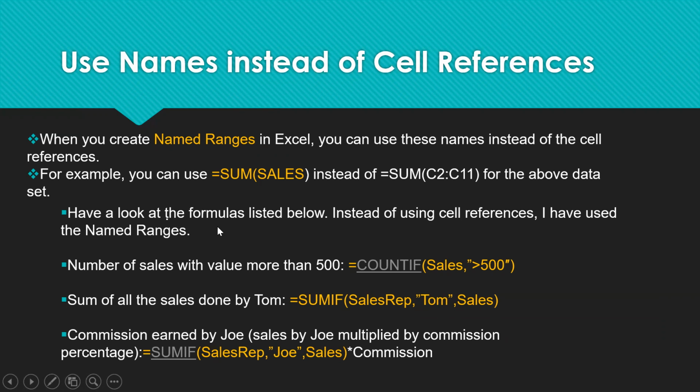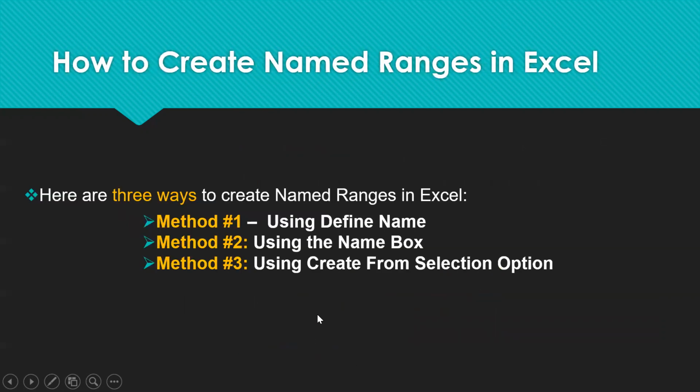Have a look at the formulas listed below. Instead of using cell references, I've used the named ranges. So I've used count of sales. Instead of giving A2 to A11, I've given sales. Instead of sum of all the sales done by Tom, the sales rep, I've given sales rep and sales. I'm not using the ranges. We have three ways to create named ranges: using define name, using the name box, and using create from selection.